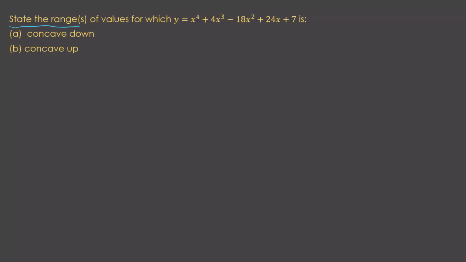State the range or ranges of values for which y = x^4 + 4x^3 - 18x^2 + 24x + 7 is concave down and then concave up.